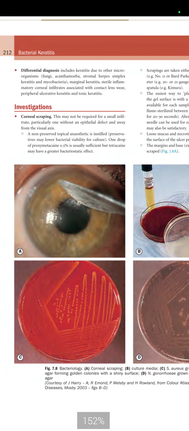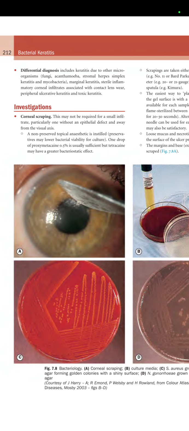Now, what are the differential diagnoses of bacterial keratitis? They include keratitis due to other microorganisms like fungi, acanthamoeba, stromal herpes simplex keratitis, and mycobacteria. Marginal keratitis, which is basically a sterile ulcer with sterile inflammatory corneal infiltrates associated with contact lens wear, can also present like this. Peripheral ulcerative keratitis and toxic keratitis are others.